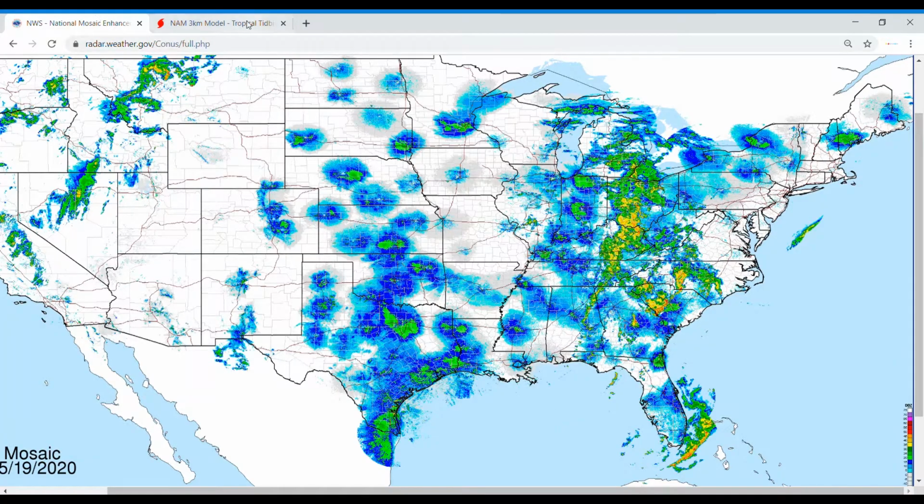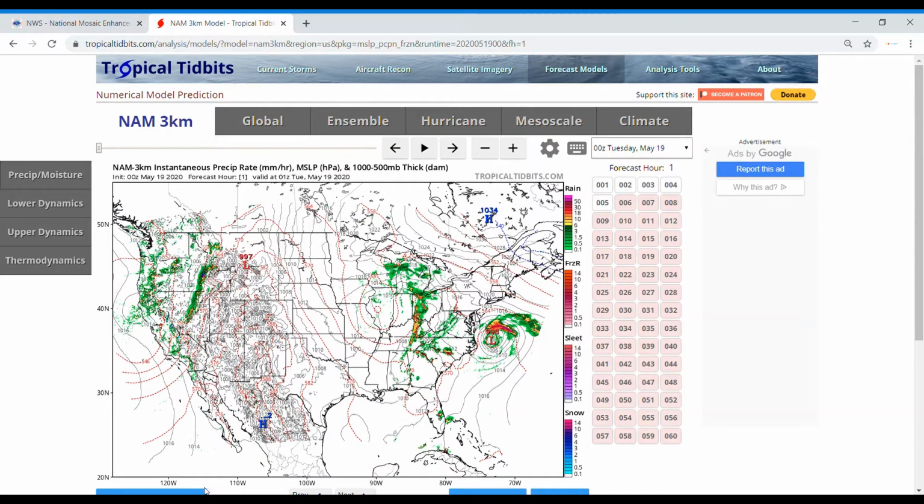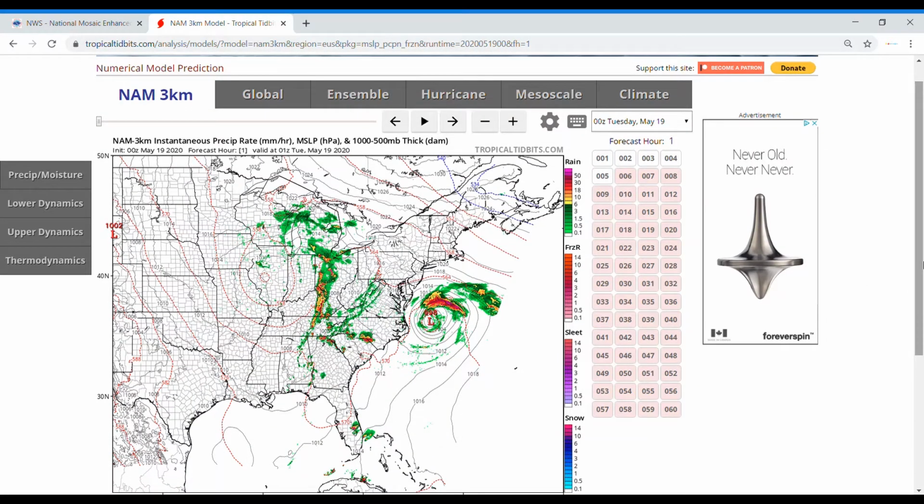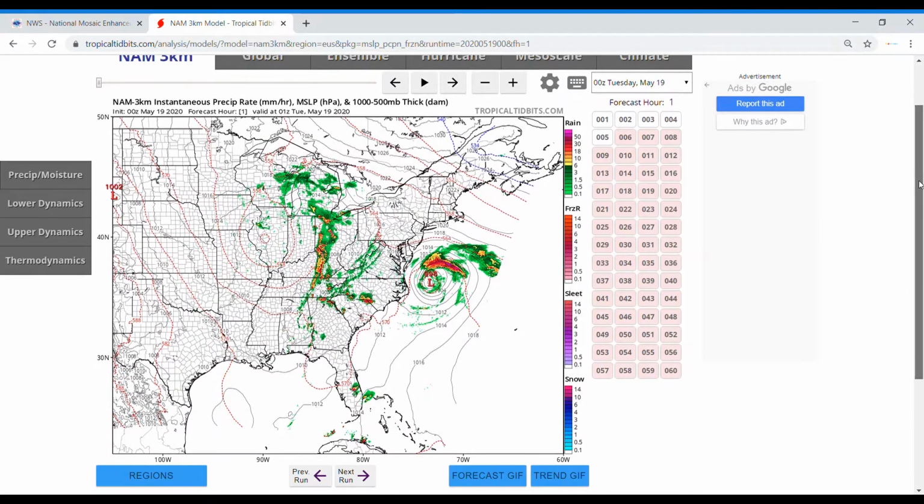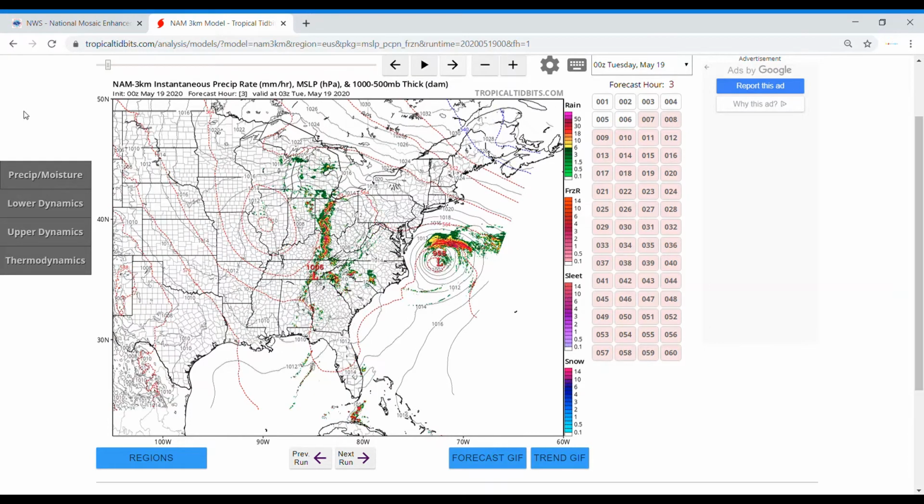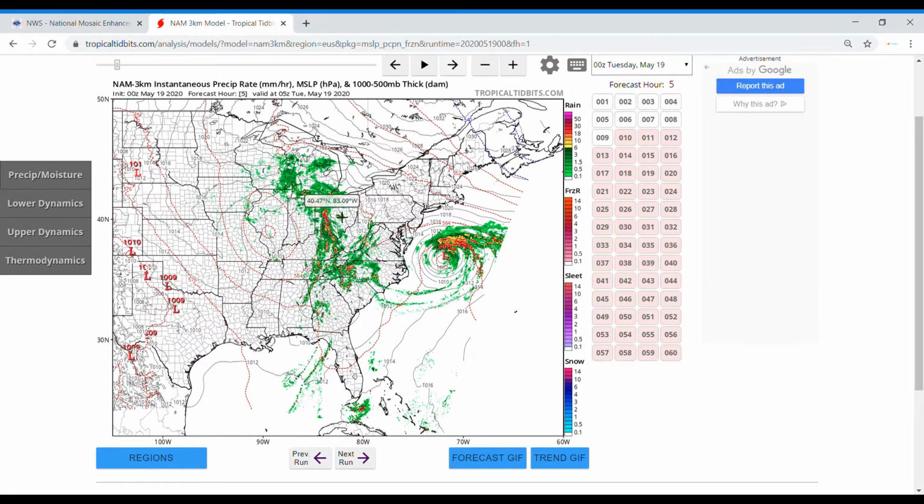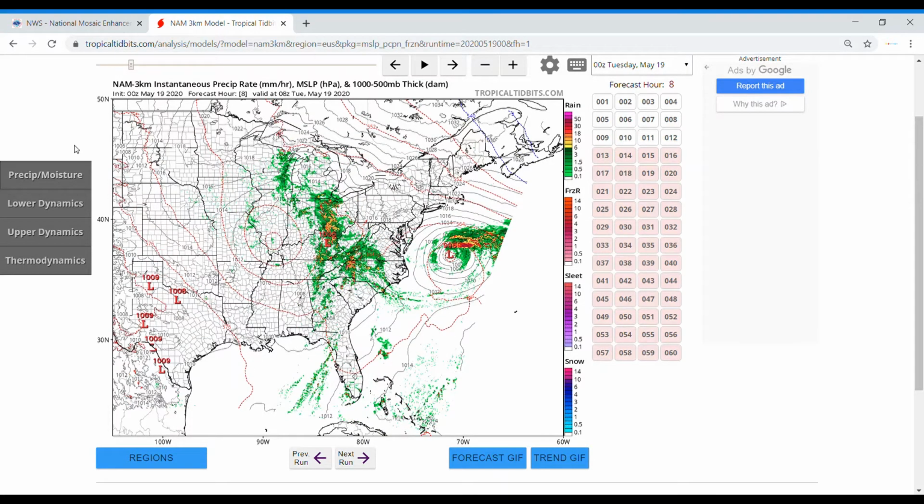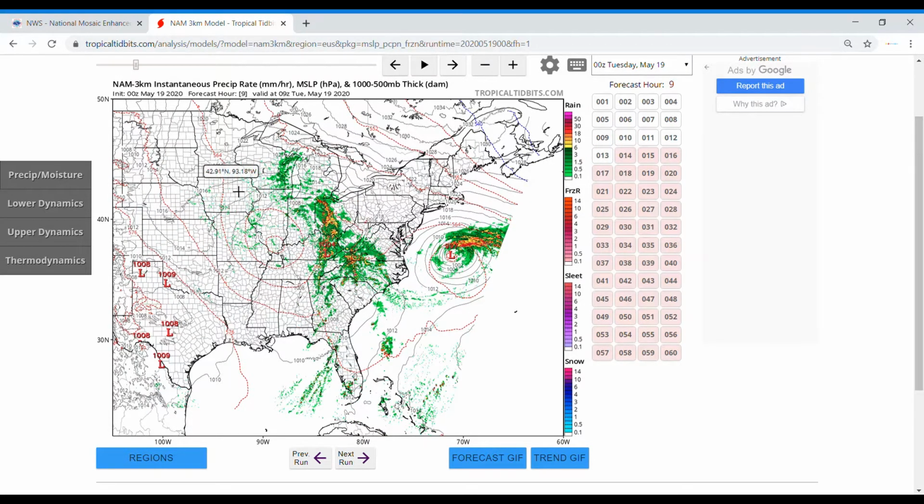Let's move on to the NAM 3-kilometer model. We're going to be zooming in on the eastern US because that's where this will be targeting. And we're just going to be looking at this system right here. So now, let's get started. You see that the center of low pressure isn't really defined here. So we're kind of looking at this area as the lowest pressure, but it's not really there. This is just a system. There's the low pressure that develops.